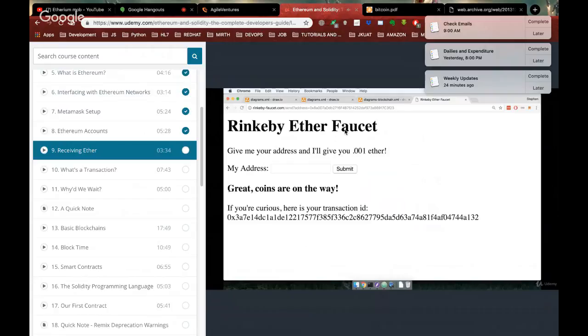After about 30 seconds or so, we'll see a message that pops up that says, great, coins are on the way. And here's the fun part. If we go back up to MetaMask, we should be able to make sure that we have the Rinkeby test network selected right here, and we should see that we now have a balance of 0.001 Ether. Directly underneath that, you'll notice that it says that this is worth 0.7 US dollars or 70 cents.